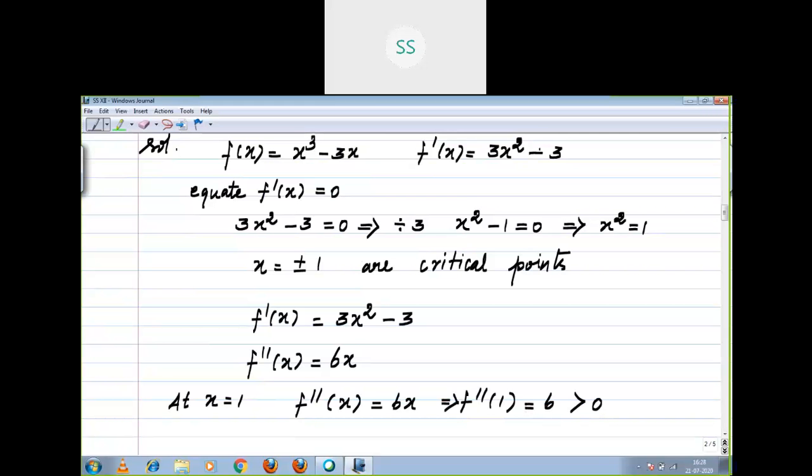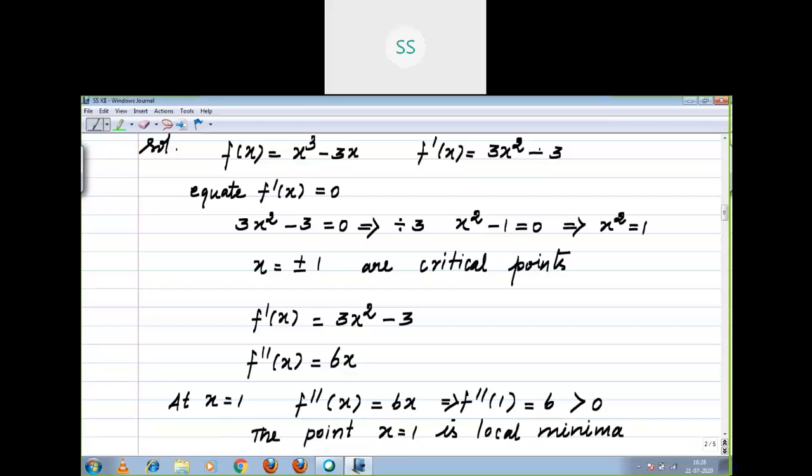What is your conclusion? F double dash of x is greater than 0 means what is the conclusion I said? Yeah, that point is a local minimum. The point x is equal to 1 is a local minimum, right? Greater than 0 means local minima.